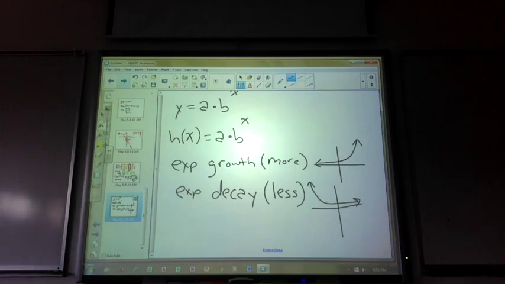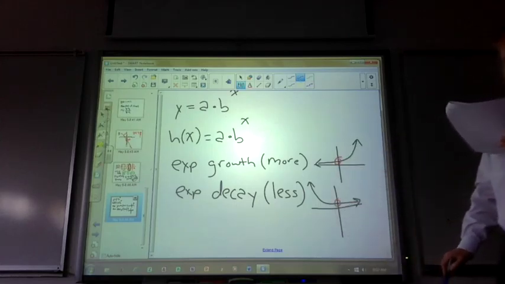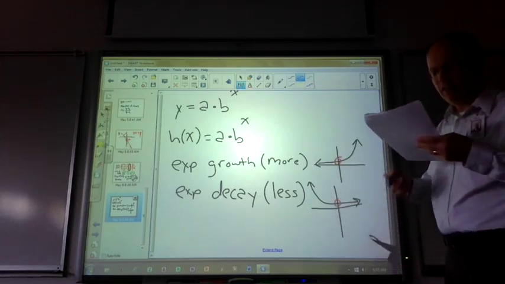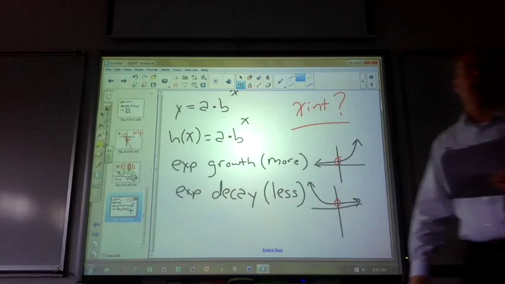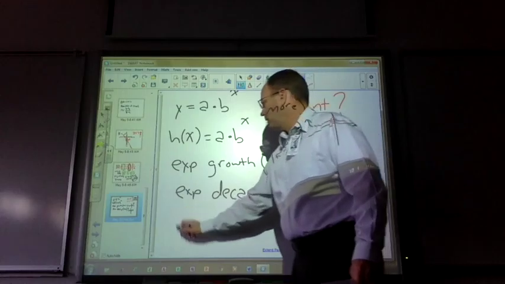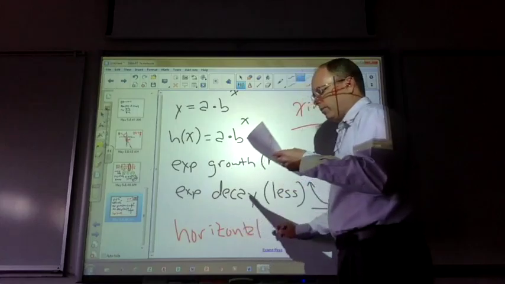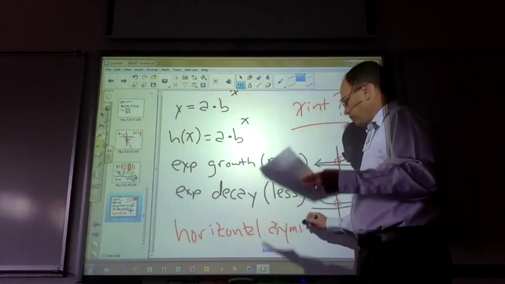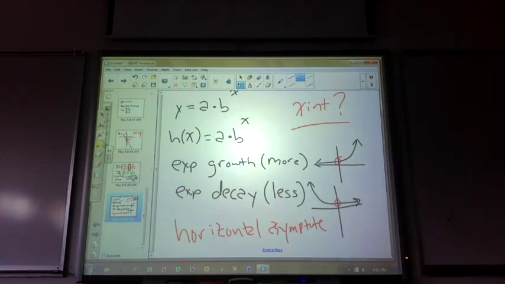Y-intercept. Y-intercept happens on both. X-intercept doesn't always have to happen. I'll put a question mark. It doesn't always have to happen. A horizontal asymptote? Yes. Horizontal asymptote is the value, the horizontal line that you're approaching closer and closer and closer. A lot of times it will be your x-axis, but it doesn't have to be.